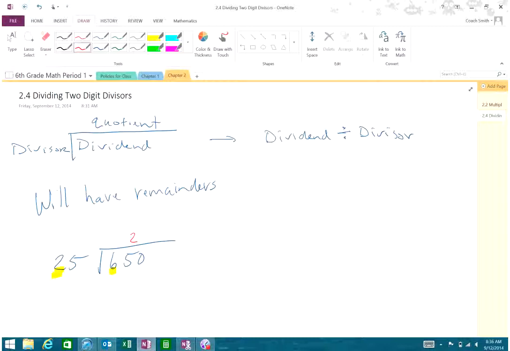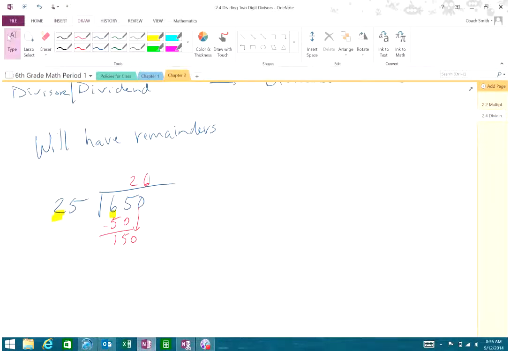So that would be 2. 2 times 25 would be what? 50. So that gives me a remainder of 15. Bring down the 0. 25 into 150 goes how many times? 6 times. Okay? 6 times 25 is 150. Remainder 0, so it's done. So 26 would be your answer. No remainder.